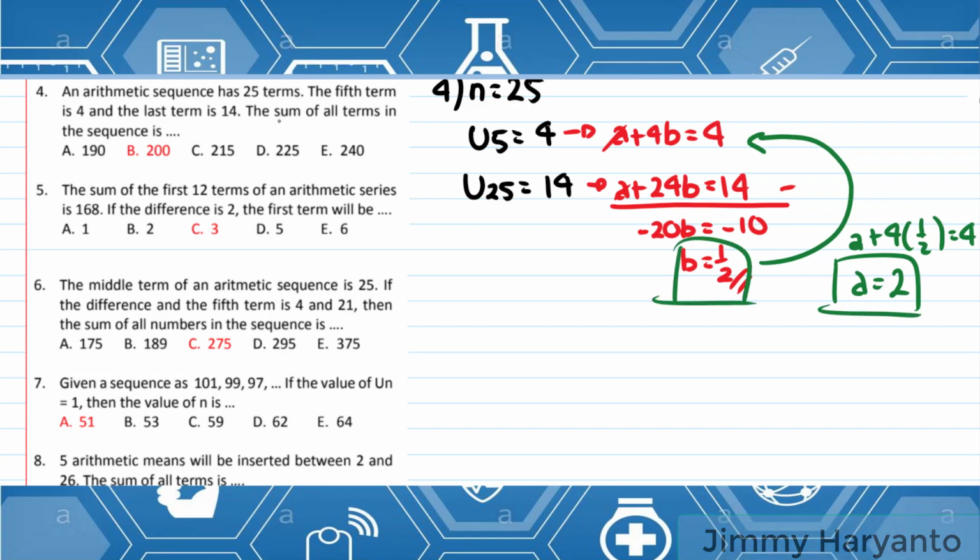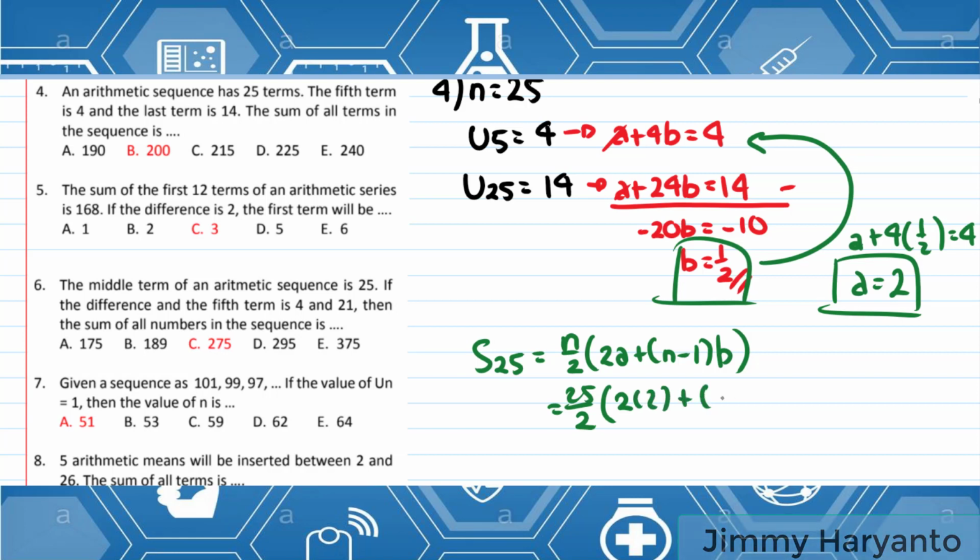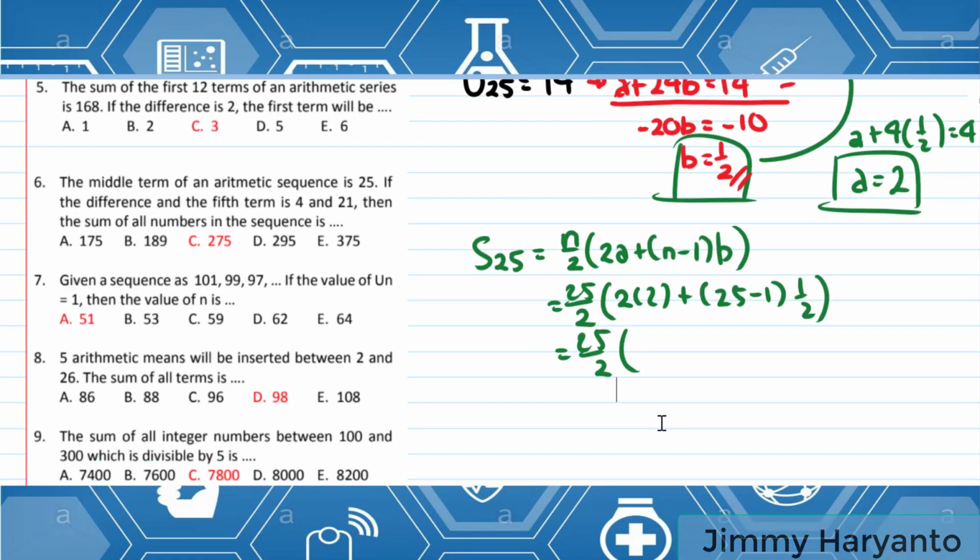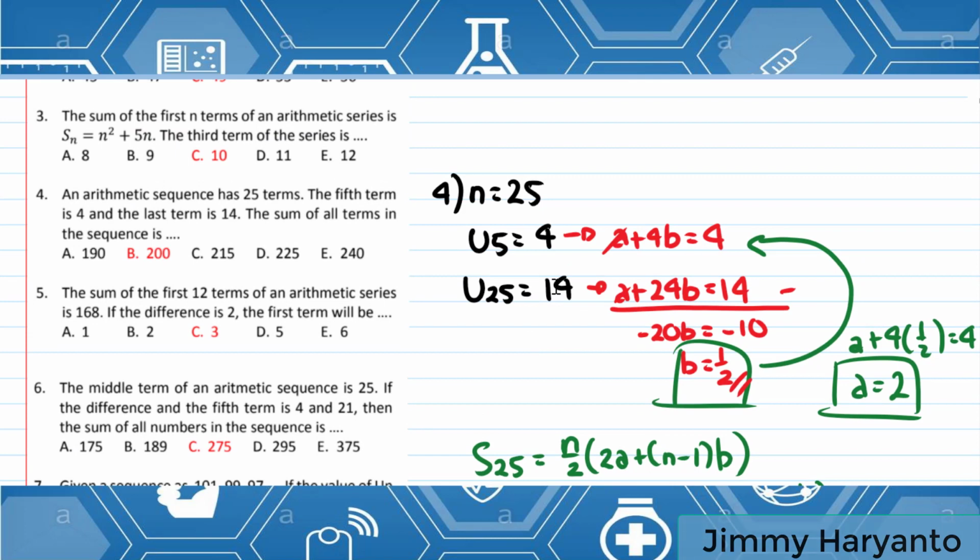And then the question wants us to find the sum of all terms. The sum of all terms means S25. Okay, S25 equals n over 2 in the bracket 2a plus (n minus 1) times b. n is 25 over 2, 2a is 2 times 2, plus (25 minus 1) times b. b is half, equals 25 over 2 in the bracket 4 plus 24 is 12. 16, 8, 200. 200.